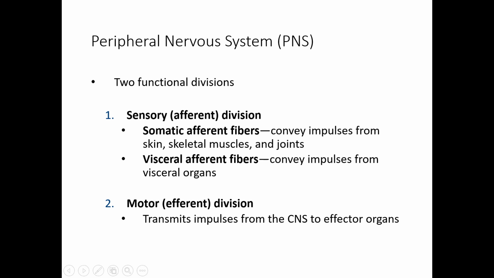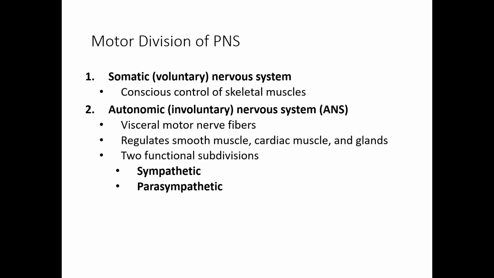Motor, or efferent, division carries impulses from the brain and spinal cord to the effector organs, like muscles and glands. It means when you want to take something, like a cup from the table, your brain sends signals through the spinal cord to the muscles in your arm and hand, and you take that cup from the table. Okay, motor division also is divided into somatic and autonomic.